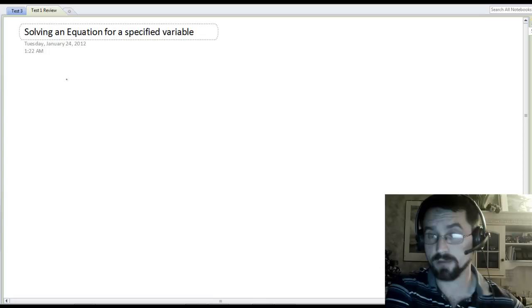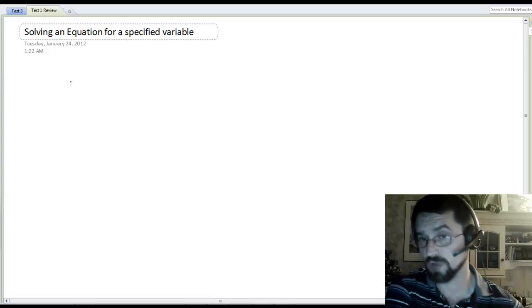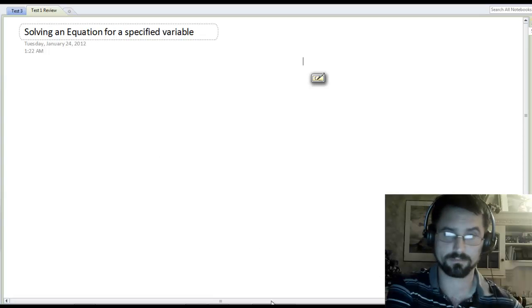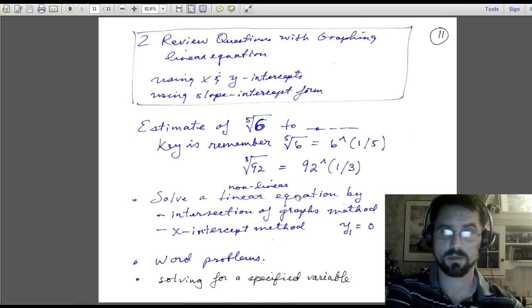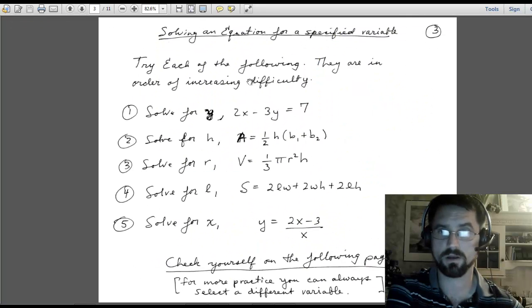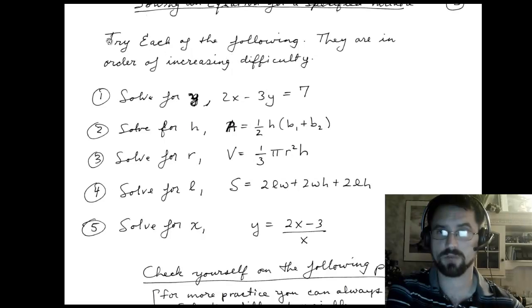I'm going to write them out, and then I want to encourage you to try them on your own first. Actually, instead of writing them out, let me go down here, and this is my notes from the other class. There they are. So try each of the following. I'll make it in big view. They are in order of increasing difficulty.